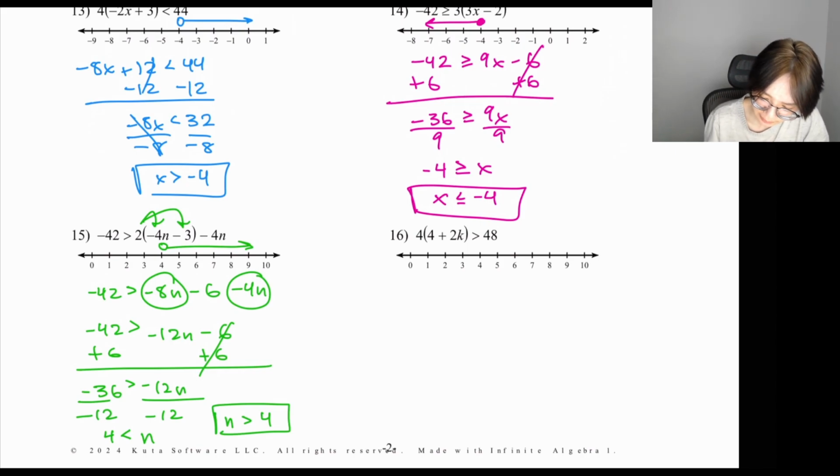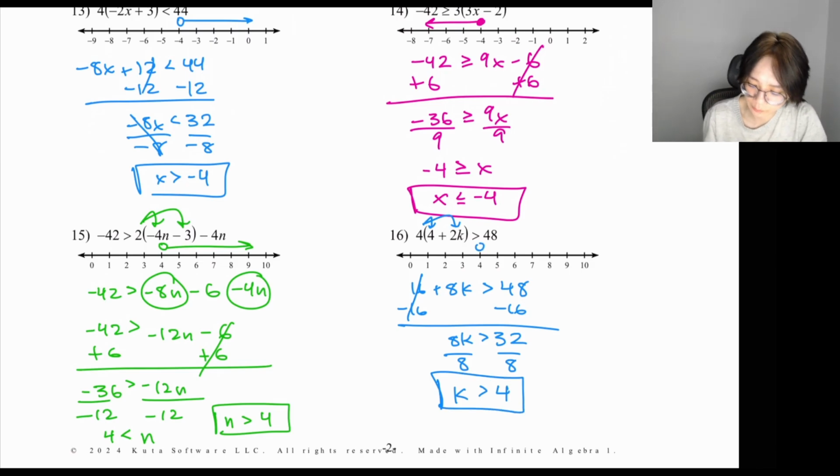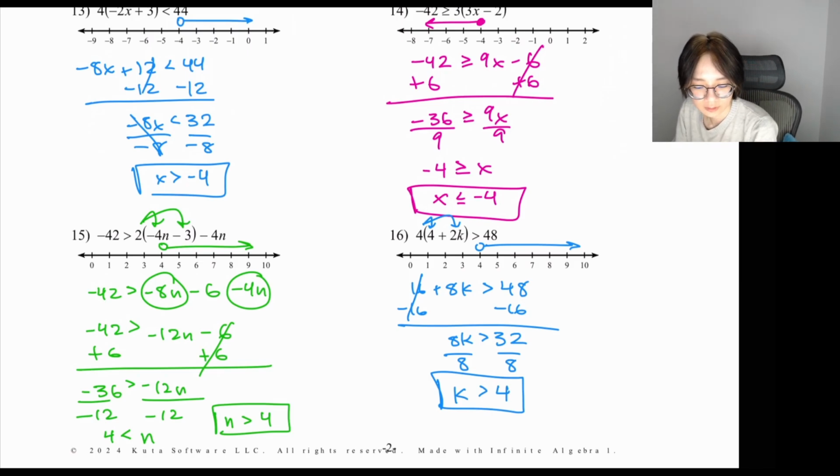And last one, distribution. 16 plus 4 times 2k is 8k, greater than 48. Subtracting 16 from both sides, 8k is greater than 32. Divide both sides by 8, k is greater than 4. Open circle because it can't be equal to 4. Everything greater than 4. So everything open circle towards the right.